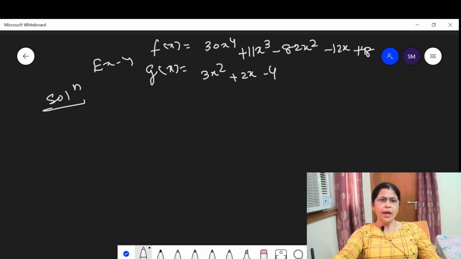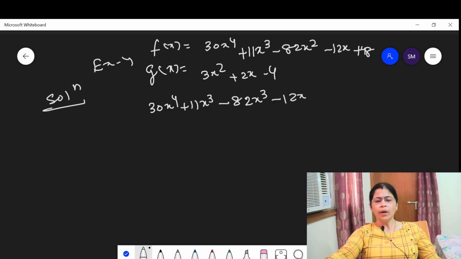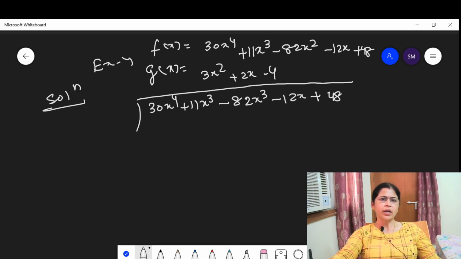When you divide f(x) by g(x), this means 30x fourth plus... a very important thing: when you solve, at first look at whether the exponents of the dividend and the divisor are in descending order or not. If not, at first keep them in descending order. In f(x), look at the exponents of the variables: x fourth, then x cube, then 82x square, minus 12x, 48. We should divide this by g(x), which is 3x square plus 2x minus 4.